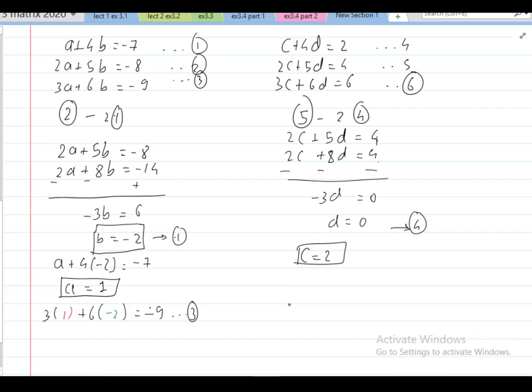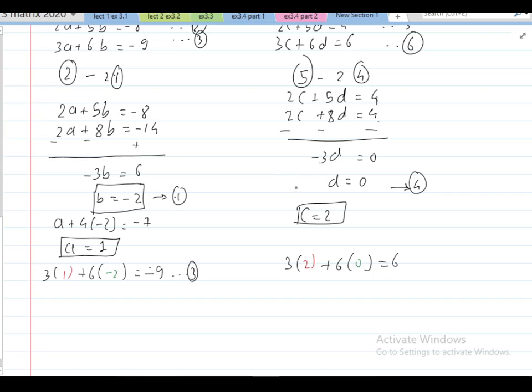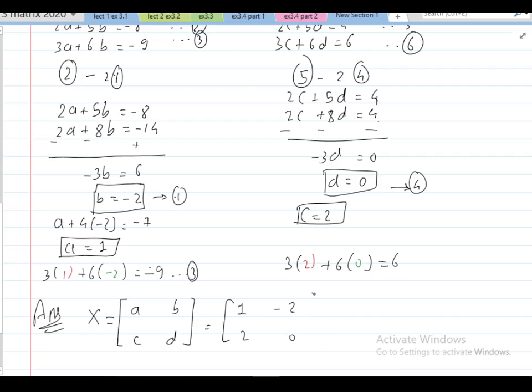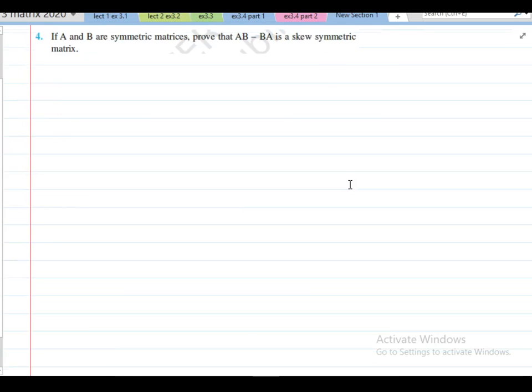Okay. Check for equation number 6. Plus 6 into 0 is equal to 6. Yes, it satisfied the answer. So we get the values of A, B, C and D. It is necessary to write below that it satisfies the equation. Our answer is matrix X, which is A, B, C, D, or we can say 1, minus 2, 2, 0. It is necessary to write this answer.